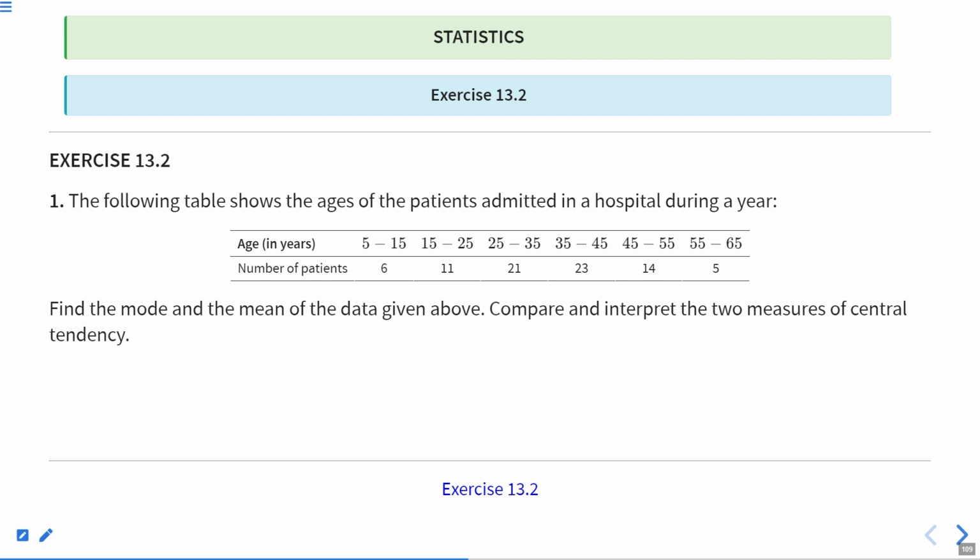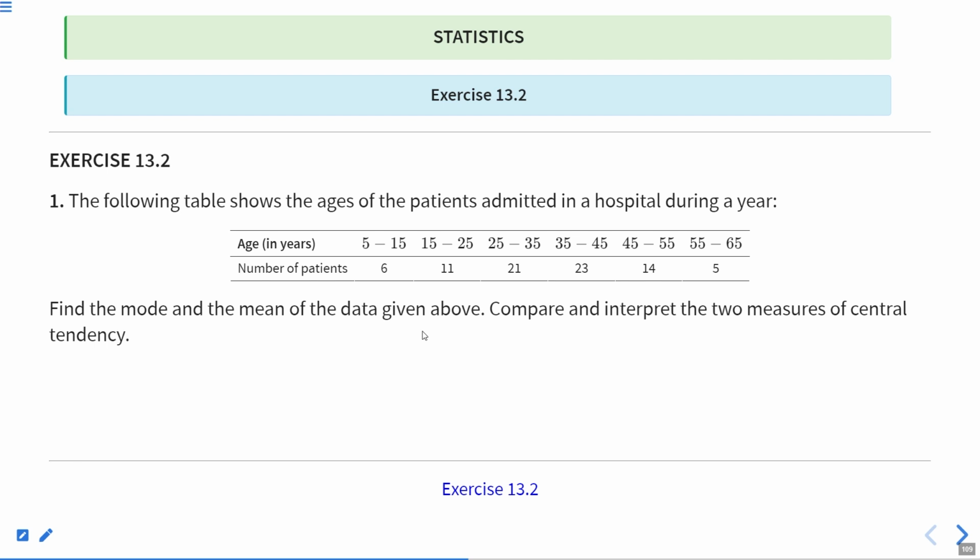We have age in years 5 to 15, the number of patients is 6. When age is between 15 to 25, the number of patients is 11, and for age 25 to 35, the number of patients is 21. For 35 to 45, the number of patients is 23. For 45 to 55, the number of patients is 14, and for age 55 to 65, the number of patients is 5. Here we have to find the mode and the mean of the data given above.